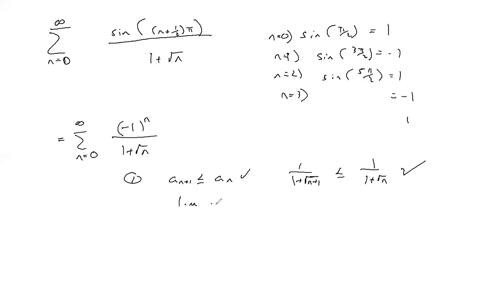And is the limit of a_n, as n goes to infinity, equal to 0? Well, I could focus on this 1 over 1 plus square root of n. What happens as n gets really big? We're dividing by a bigger and bigger number, so that should be going to 0. So my conditions are met. That's all I need to check for the alternating series test. So I can say the series is convergent by alternating series test.